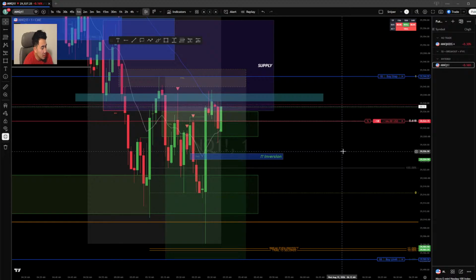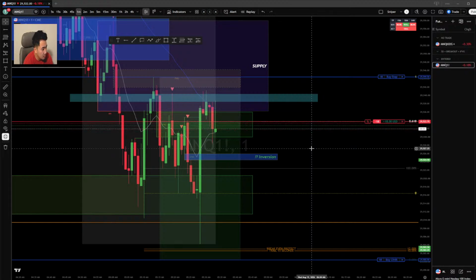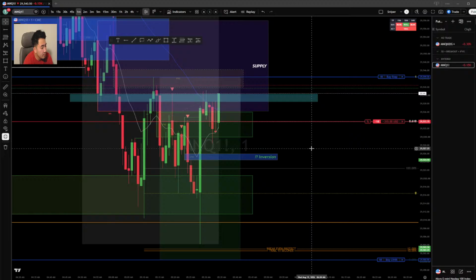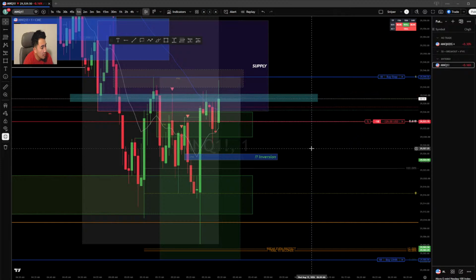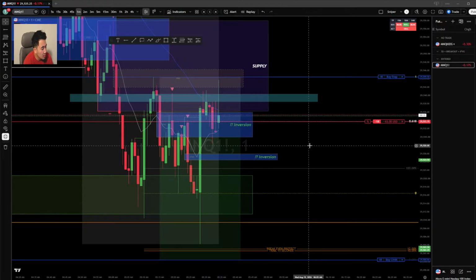We got a supply zone and trending down on the 15-minute and the 1 hour. EMAs, SMAs trending down. Just trying to fight this bullish inversion here. So you'll break past that.